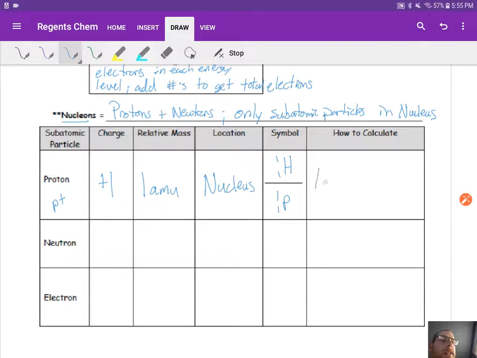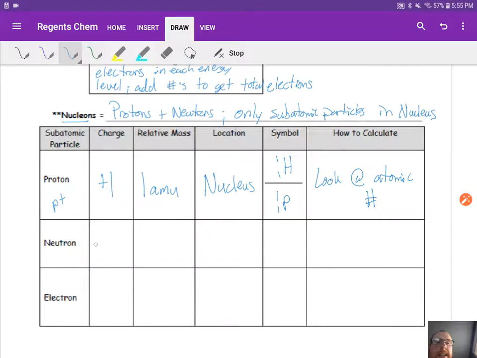How do we calculate it? Simple. Look at the atomic number every single time. Protons are the easiest subatomic particle to count, because you just look at the atomic number from your periodic table.